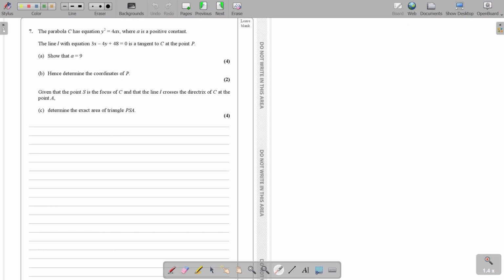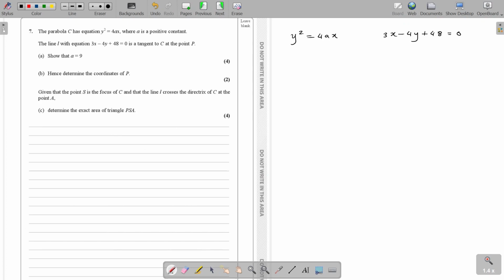What's the first thing that you do here? The parabola equation is given and the line L equation is given. You have to show that the line is a tangent at the point P. So what do we do? y squared equals 4ax and the other equation is 3x minus 4y plus 48 equals 0. What do we do with these two equations? To show this particular line is a tangent, what's the first thing to do?